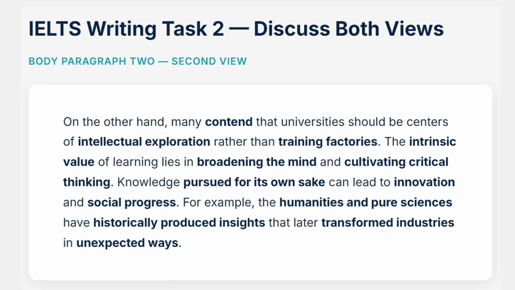You might say, "On the other hand, many contend that universities should be centers of intellectual exploration rather than training factories. The intrinsic value of learning lies in broadening the mind and cultivating critical thinking. Knowledge pursued for its own sake can lead to innovation and social progress. For example, the humanities and pure sciences have historically produced insights that later transformed industries in unexpected ways."